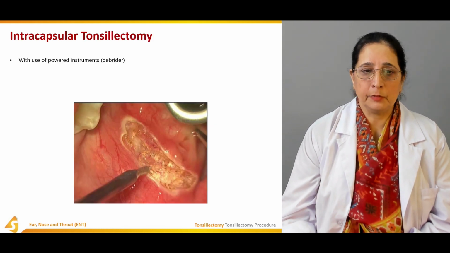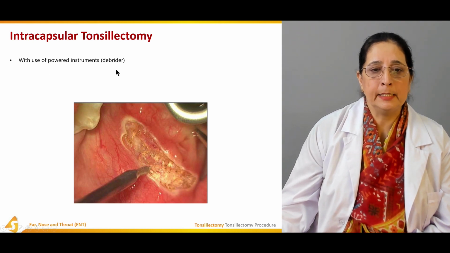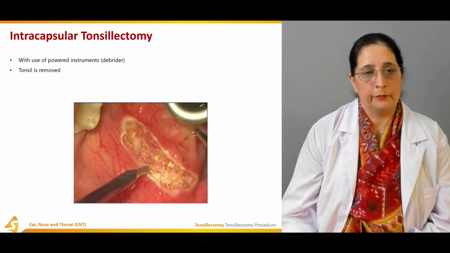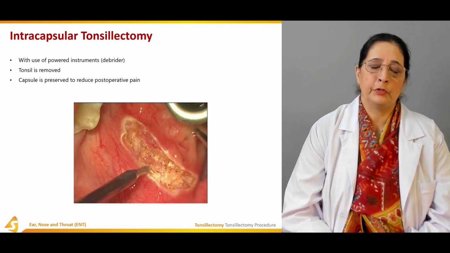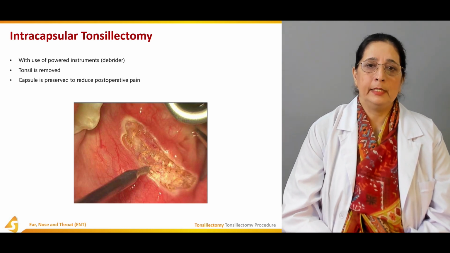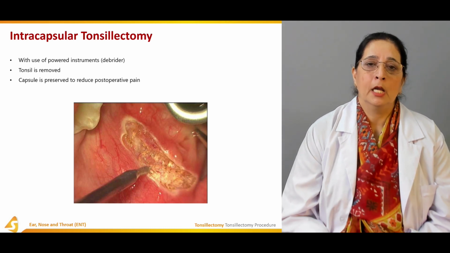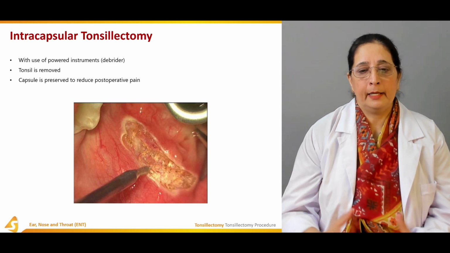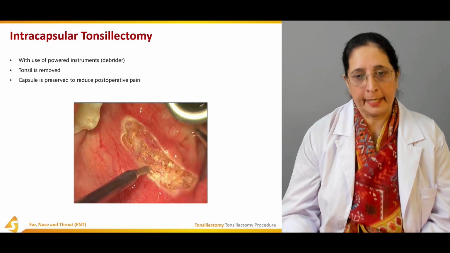Intracapsular tonsillectomy with use of a powered instrument, the debrider. The tonsil is removed and the capsule is preserved to reduce post-operative pain. So in this, the intracapsular tonsillectomy is done. The tonsil is removed, the capsule is preserved, and this reduces the post-operative pain.